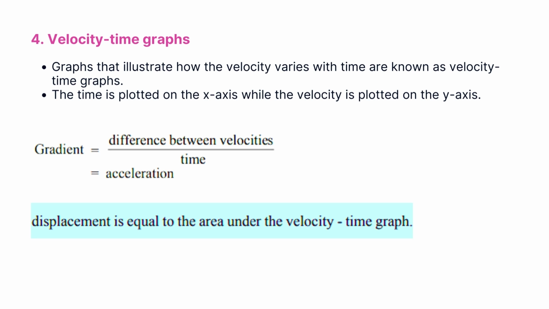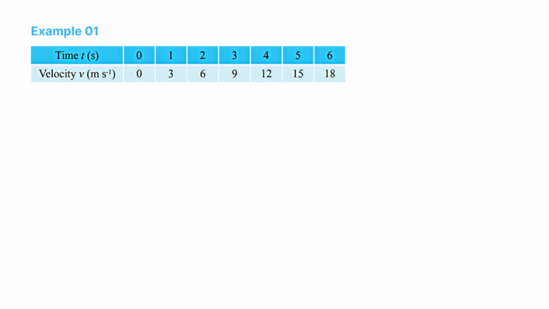And if we want to find the displacement in a velocity time graph, we have to calculate the area of the shape of the graph. Therefore the displacement is equal to the area under the velocity time graph. Let's look at an example, and do some calculations for your further understanding.